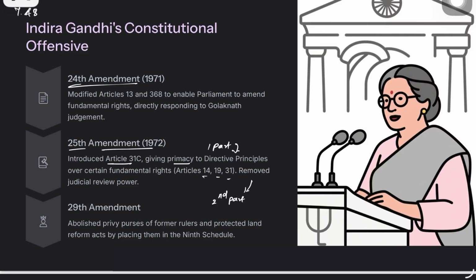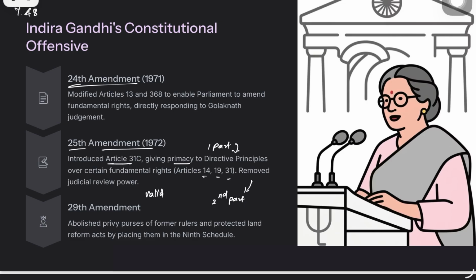They made the amendment in a way that whenever Parliament comes with a new law to enforce directive principles of state policy, if such laws go against certain fundamental rights, those laws will still be valid. So that was the effect of the amendment. The government did not stop with this.